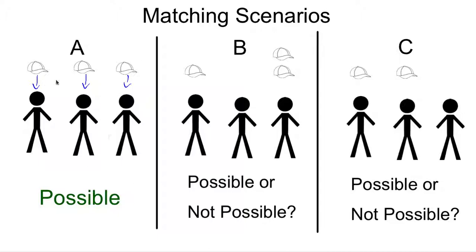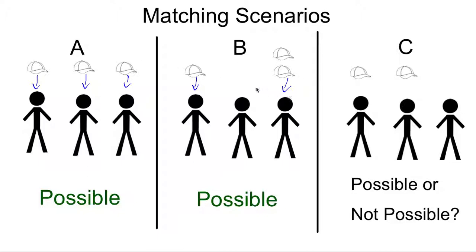That's fine. What about this scenario? Scenario B, where we have three hats again and three people, but this time we have one person wearing one hat, one person wearing no hats at all, and one person wearing two hats. Is it possible or is it not possible? Well, although it may be ridiculous and silly, it is still possible. Could this person not be wearing a hat? Yeah. Could this person be wearing two hats? Sure. Would you necessarily want to be seen out in public with them? No, but it is possible.